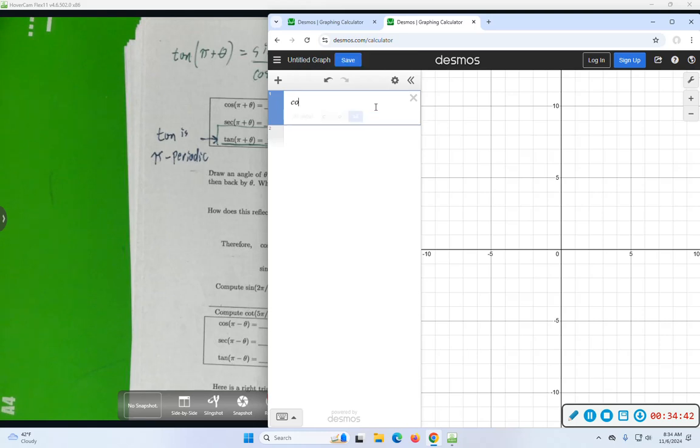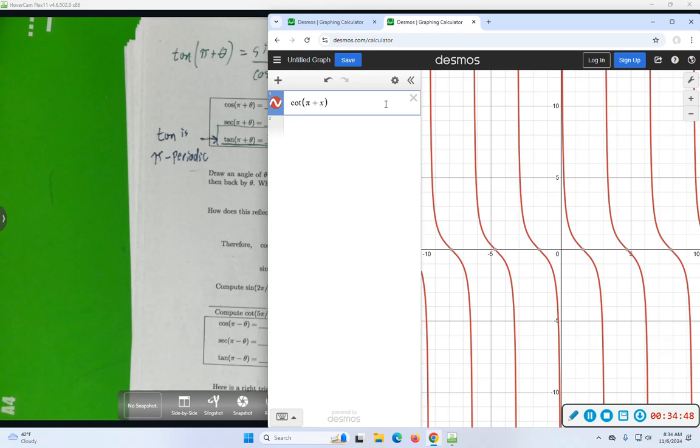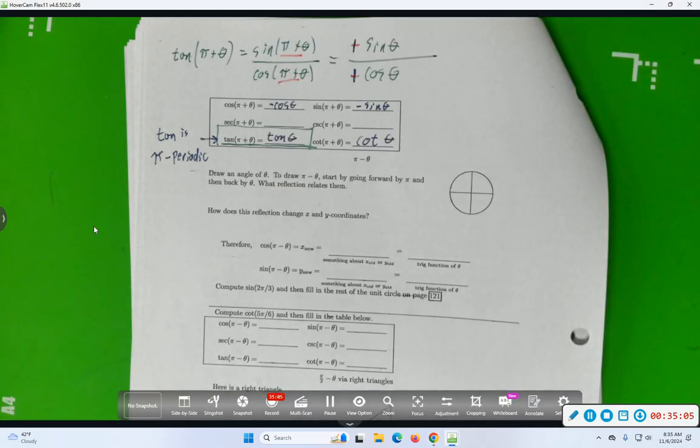So let's see. This is cotangent of pi plus, right, Desmos expects x to be the input, not theta. Nope, I typo. Does cotangent of pi plus x look the same as cotangent of x? Nice. So yeah, I agree. So as you go through and fill in that table, pull up some graphs, double check.